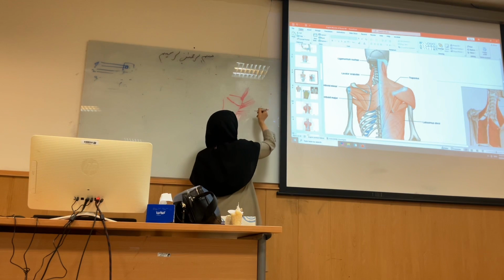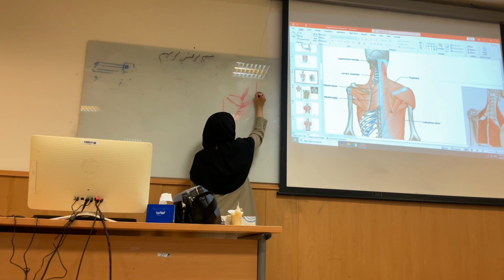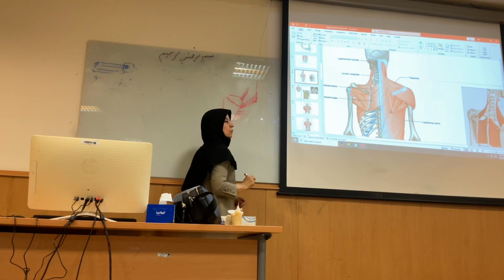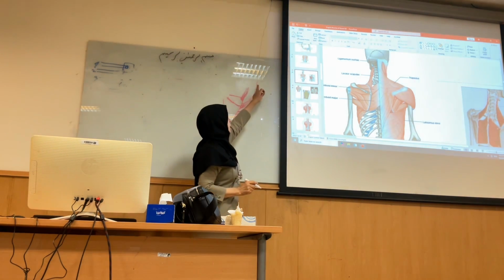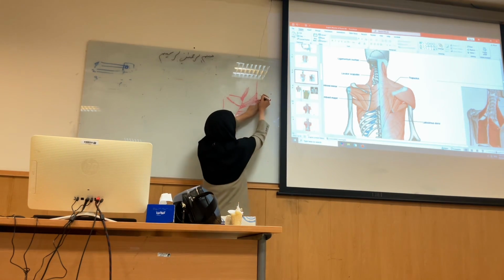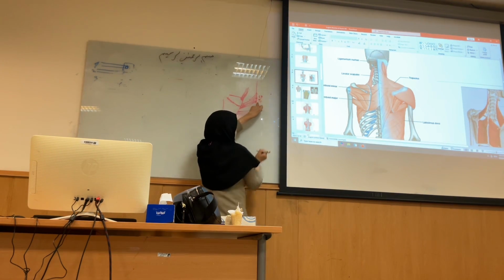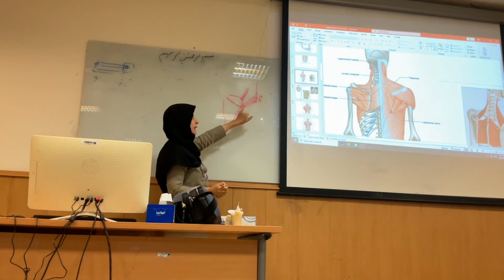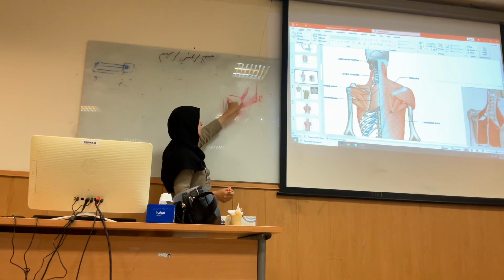Now about the origin. Imagine, here we have ligamentum nuchae, here is the C7, and here is the T1. This muscle fiber attached to the inferior end of the ligamentum nuchae, the spinous process of C7 and the spinous process of T1. Okay? This is the origin of rhomboid minor. What about the insertion? The medial border near the root of the spine.